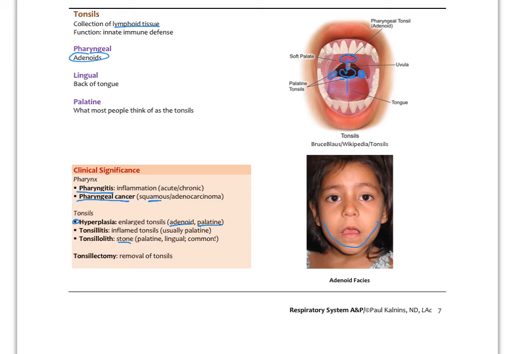These are very common. We'll talk about those, but they can create bad breath. They can set up pockets of potential infection and so forth. And then the procedure, tonsillectomy, is removal of the tonsils, and it depends on which one is being removed. So again, we'll talk about those in depth in the pathology section.